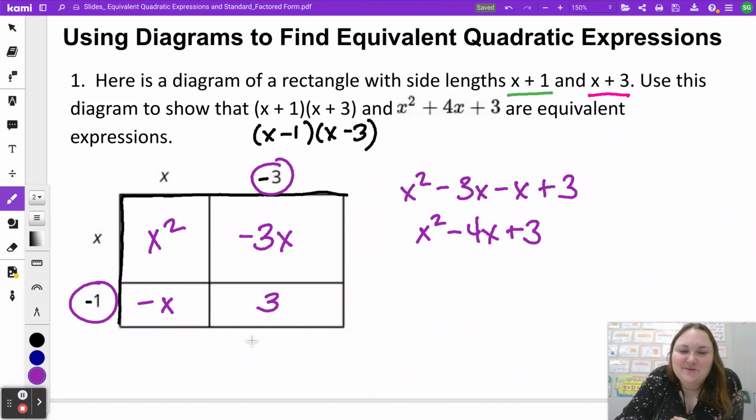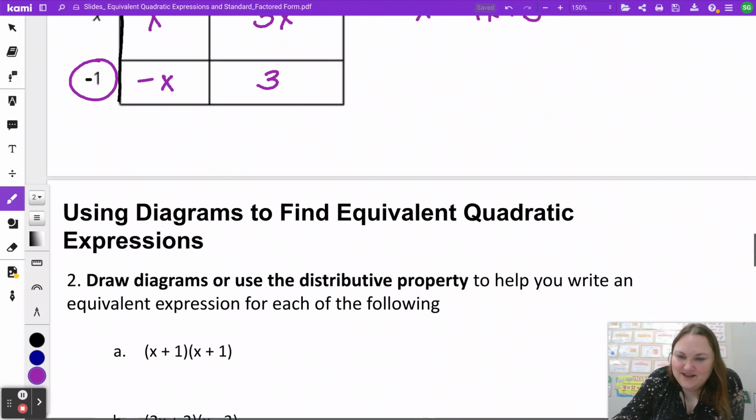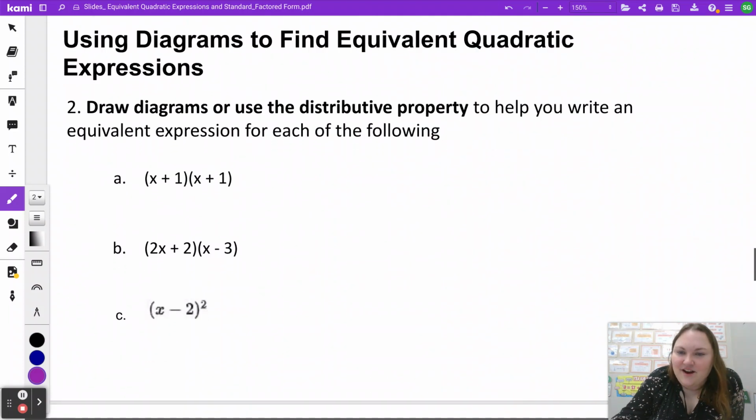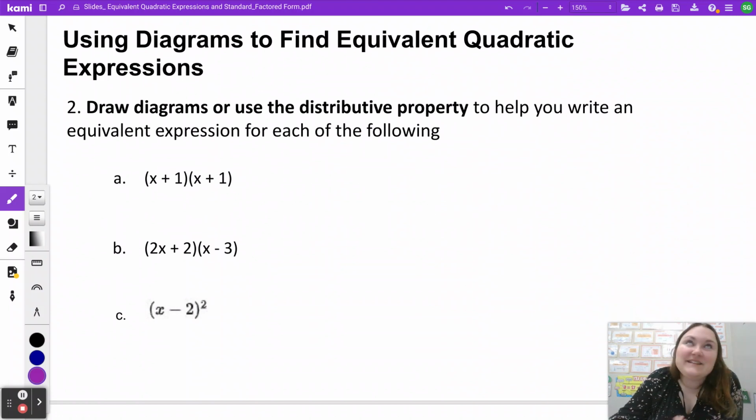I want to go ahead and give you a chance to practice more with this. So below, there are 3 problems for you to try. Again, pause the video because getting that practice is super important. Pause the video, try these 3, and then come back when you have answers.